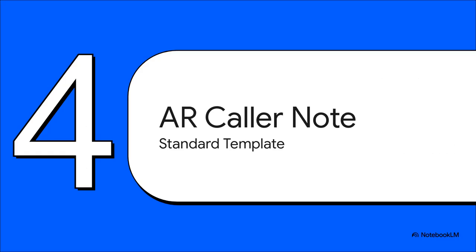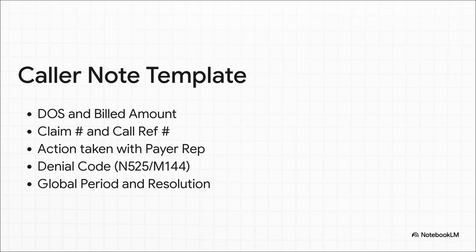Next up, Section 4, our standard AR caller note template. If you do have to call the payer or send a claim back to your coding team, proper documentation is everything. A professional standardized caller note must include the date of service, the billed amount, the original claim number, the specific action taken with the payer representative, the exact denial code like N525 or M144, the verified global period of 0, 10, or 90 days, the next steps for resolution, and always get a call reference number. Having a clear, concise, and properly anonymized documentation format saves massive headaches for your team down the line. It literally tells the exact story of the claim at a single glance.